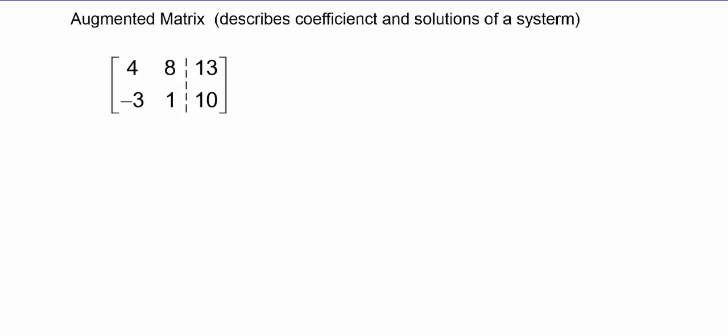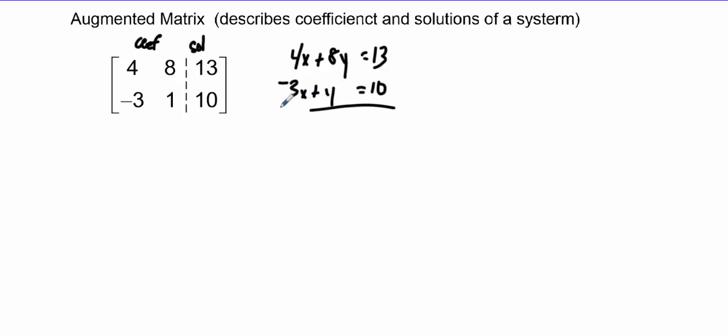Now, an augmented matrix is a matrix that basically describes the coefficients and solutions of a system of equations. So in this case, these are the coefficients and these are the solutions. Anything to the right of that little dotted line is a solution. So what this is replicating is 4x plus 8y equals 13, and -3x plus y is equal to 10. So you can probably guess what's coming up. We're going to use matrices to solve systems eventually, if not soon.